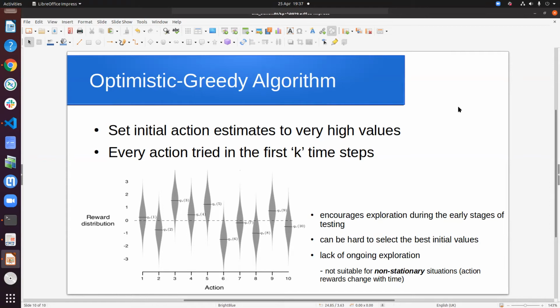With that approach, you would have two questions. How often would you do that? Because effectively you're putting yourself back to the start. And the other problem the optimistic greedy has is just deciding on what your initial value is.